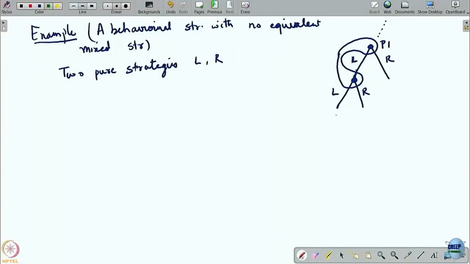Yeah. Okay. So, there are two pure strategies. And how many possible outcomes? The game can go to these 3 possible nodes here. So, the outcomes are O1, O2, O3. Okay, these are the 3 possible outcomes.